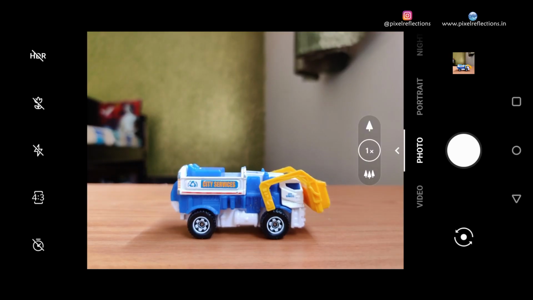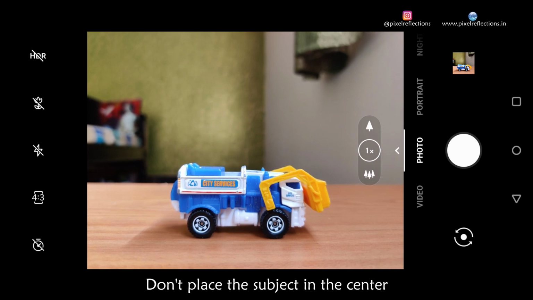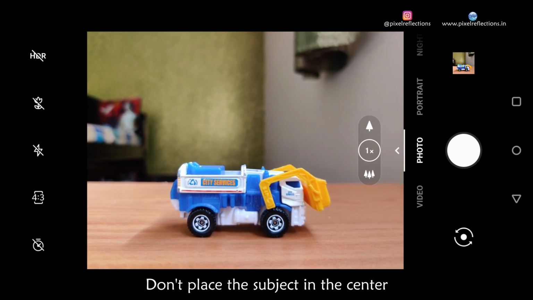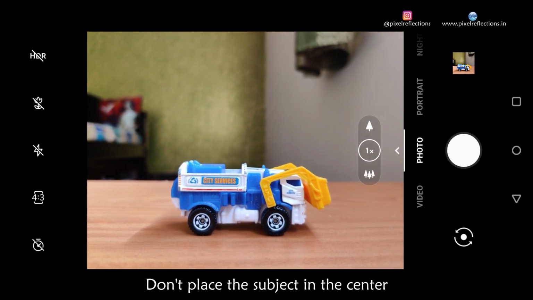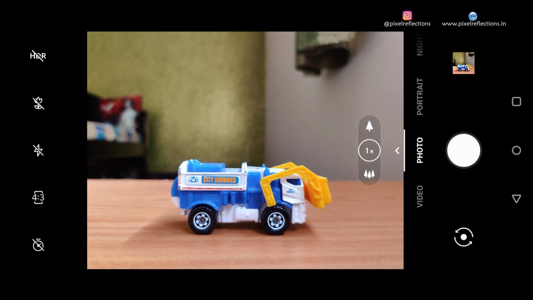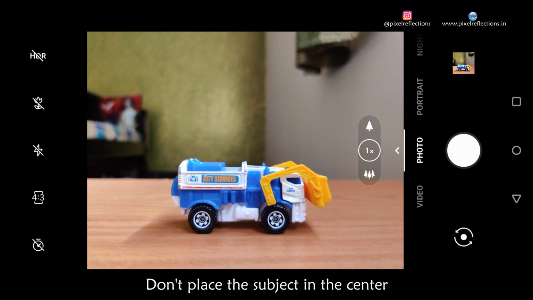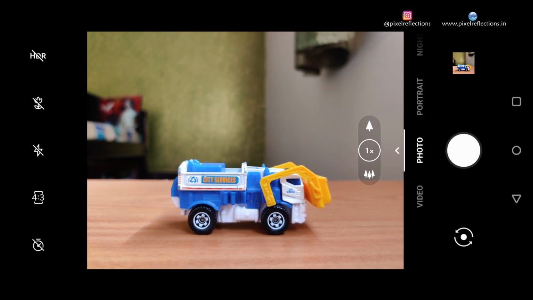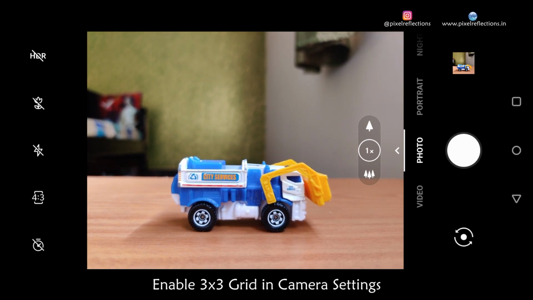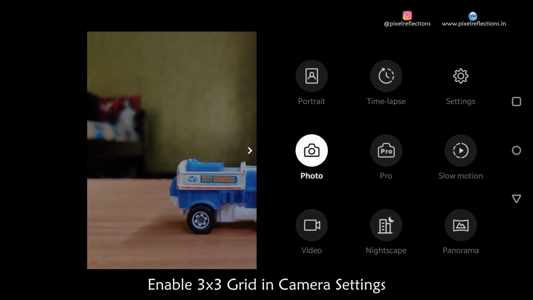Our tendency is to keep the object or the subject bang in the center of the frame. You know where you keep the subject in the center of the frame? In your passport photos, right? So don't do that. Photography is about pleasing the eye of the viewer or yourself. So don't keep the subject in the center. You don't know where the subject is, what the subject is doing. Most of the time you don't know what's there in the background if you keep the subject in the center of the frame. So you enable something called a grid here on your phone.